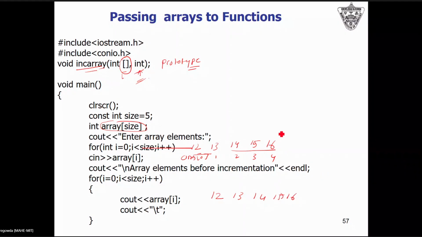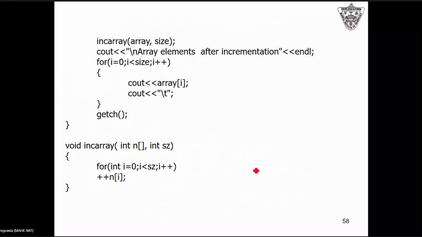In the next part of the code, I'm going to invoke a function which is going to manipulate these array values. So this is the function call statement. Whenever I invoke this, the control will come to the function, and I am passing the whole array into this function. The size will be 5 in this case. The statement plus plus n of i is going to increment the ith element in this array.